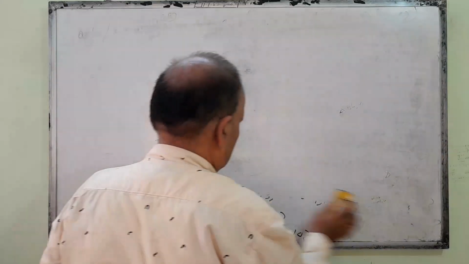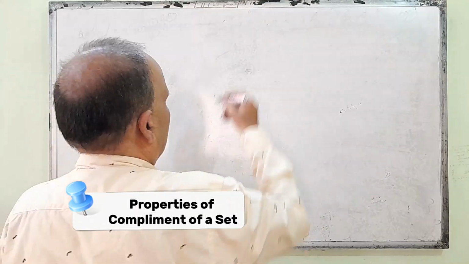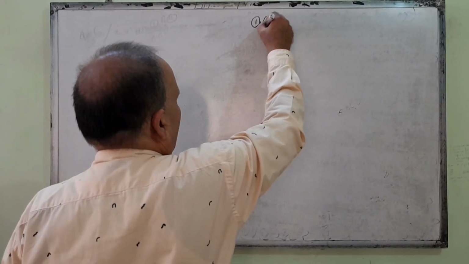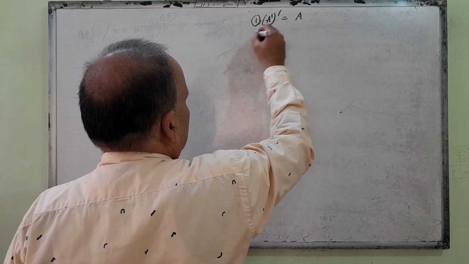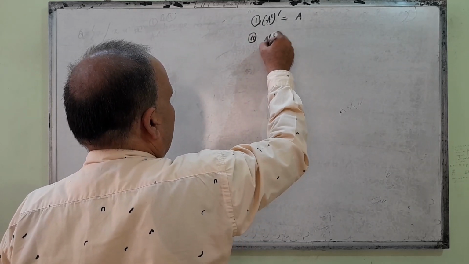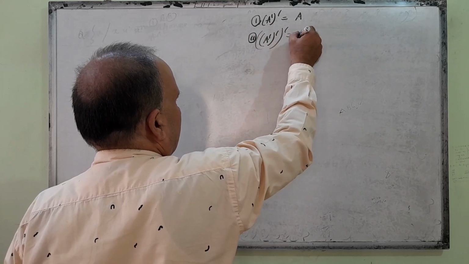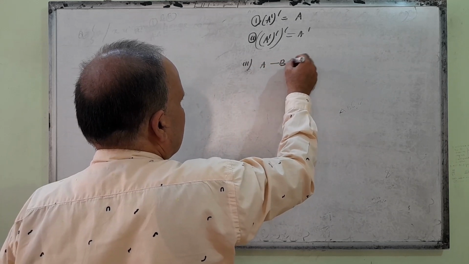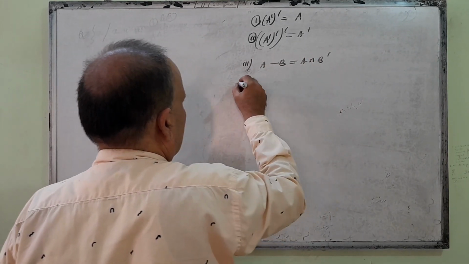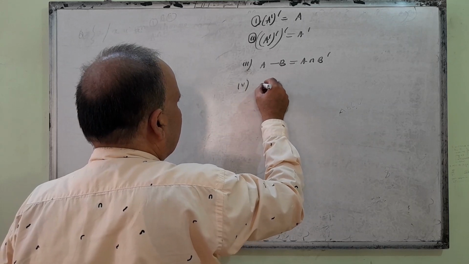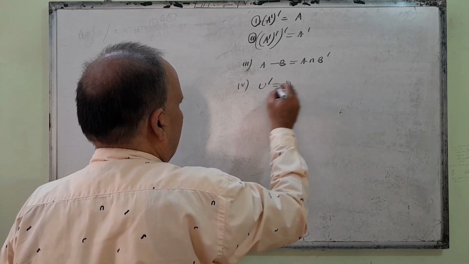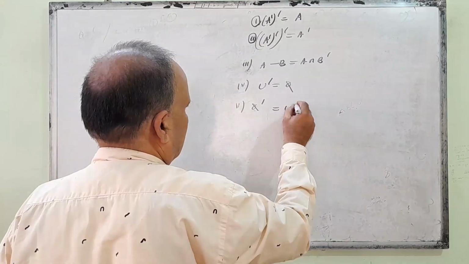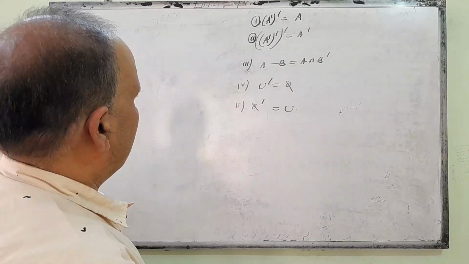There are some properties. First one is complement of complement of A is equal to A. Second one is complement of A is A dash. Third one is A minus B is equal to A intersection B dash. Fourth one is U dash is equal to phi. And the fifth one is phi dash is equal to U. These are the properties.